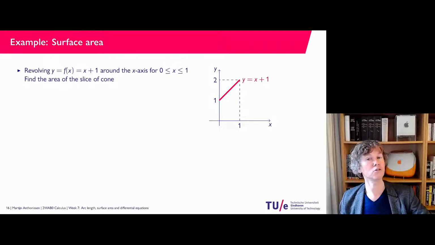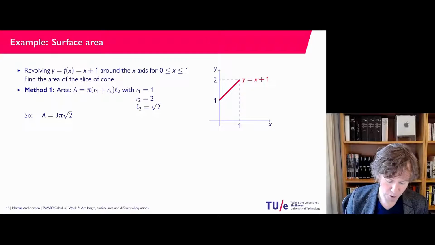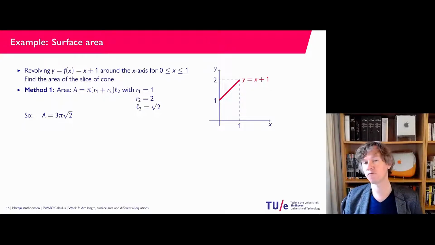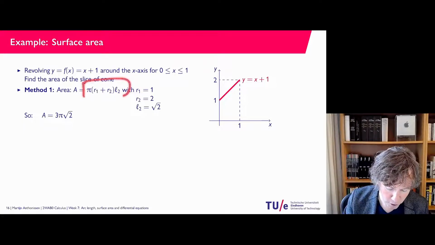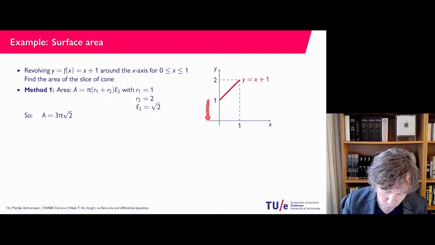Now, this is just a slice of a cone. So I can use that formula, and that's going to be method 1 here. So method 1 is use the formula for a slice of a cone. So we can use this formula here. The two radiuses are, well, this height, which equals 1, and this height, which equals 2. So that's the 1 and the 2 that you see here.